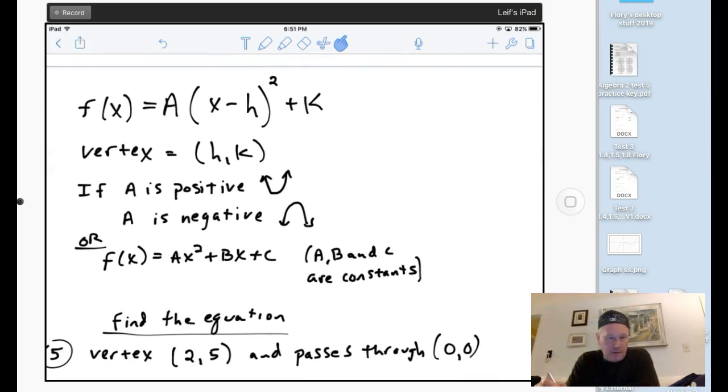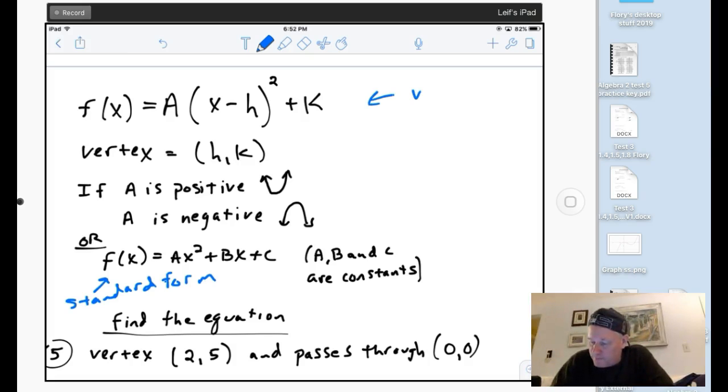All right, so here, I guess I'm relabeling all this stuff again. F of x equals a times x minus h squared plus k, where the vertex is hk. If a is positive, it opens up. If a is negative, it opens down. And if I put it in standard form, that's this. This one's called vertex form.